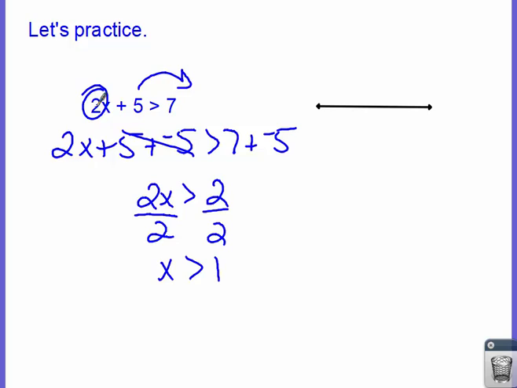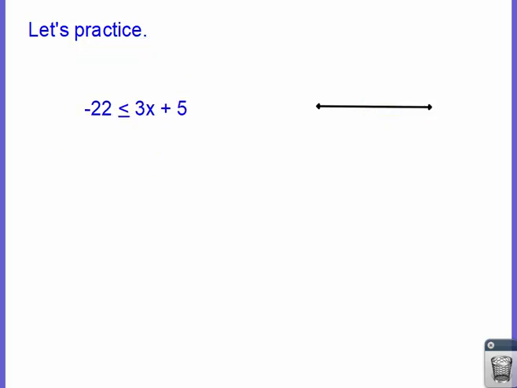Now, if we're going to graph this, we would do a quick graph here and put a 1. Okay, we would put an open circle, and then we would shade to the right because I need values greater than 1. Now, if we wanted to check this, which is always a good idea, a value greater than 1 is 2. Okay, so 2 times 2 plus 5. Well, 2 times 2 is 4, plus 5 is 9. Is 9 greater than 7? Yes, it is.